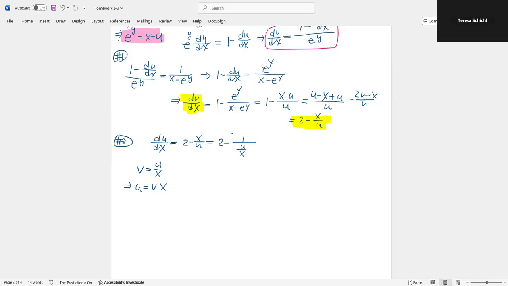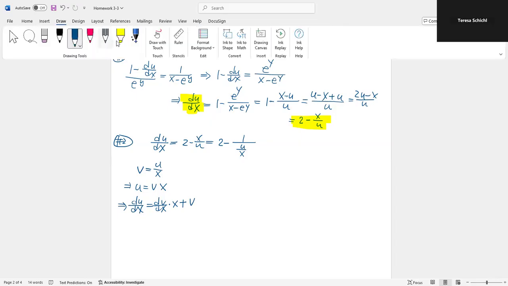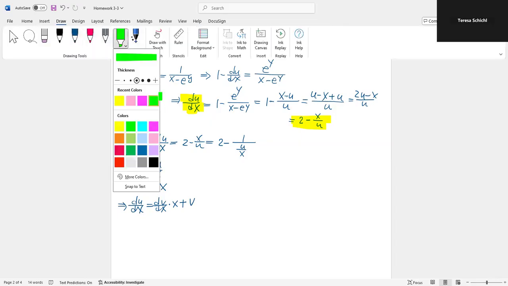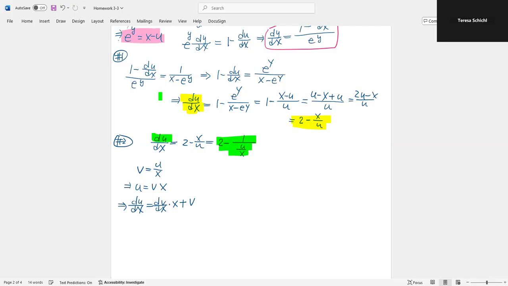Okay, so now I take the derivative of x. So du/dx, product rule, right? The product rule will be dv/dx times x plus v times 1. So du/dx is equal to here. Let me highlight here so you know where I'm going. This is du/dx here, and I just find this, right?